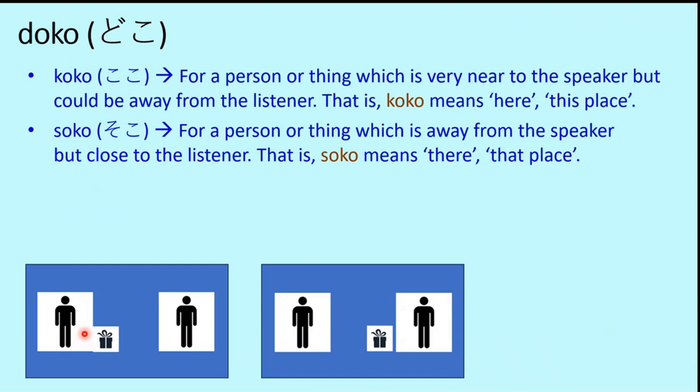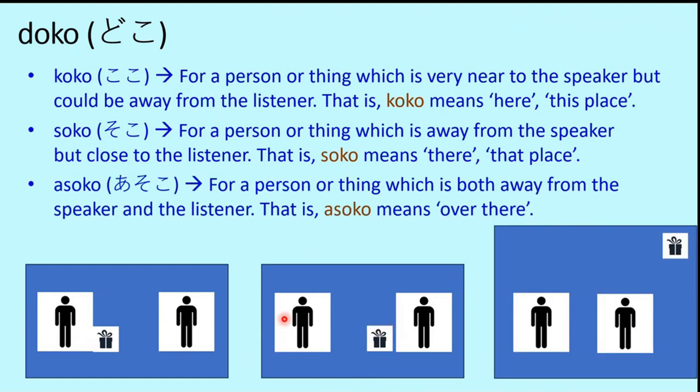Then we have soko. So soko is used for a person or thing which is away from the speaker but close to the listener. So here this object is close to the listener. So here soko will be used to identify this object. And hence soko means there or that place. So the speaker will say soko, meaning he is pointing to this object which is at a distance from him but it is near to the person whom he is speaking to.